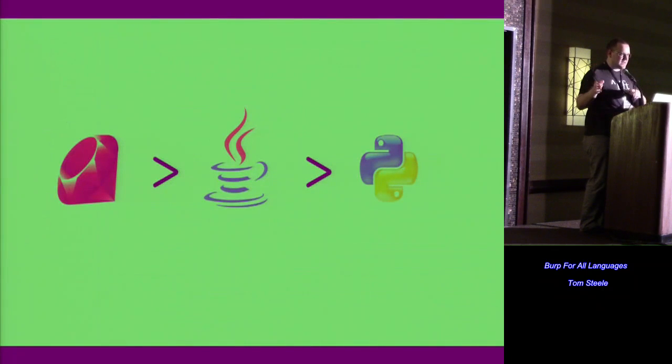Now, since Burp is written in Java and these interfaces are in Java, you have to write in a language that can talk to those. And for now, these languages are Ruby, which is awesome, Java, of course, and Python. And these are ordered by my favorites.